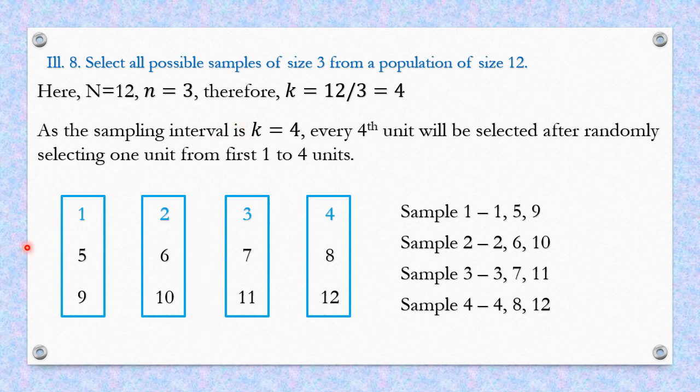We divide our whole population according to the K value, so that we get n groups here. Group 1, group 2, group 3, because the sample size is 3, and in each group 1, 2, 3, 4, 1, 2, 3, 4, 1, 2, 3, 4, because K is 4. So from the first group we select a number randomly, and all the next values till the bottom will be part of the same sample. So this is the systematic sampling method.